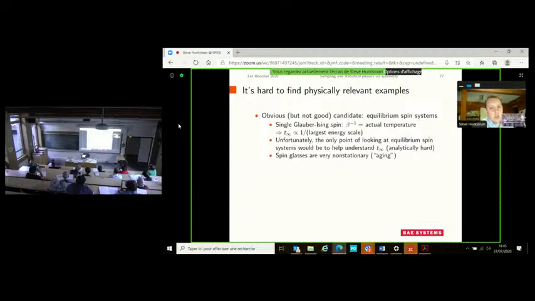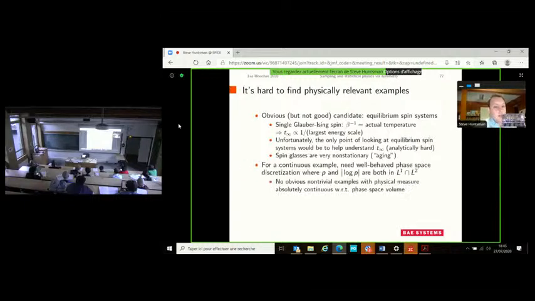And in general, why would you look at an equilibrium spin system other than to figure out something about this T infinity, which seems analytically hard, right? You might want to look at a non-equilibrium system like a spin glass, but aging makes that complicated. And you might say, okay, if a spin system is not everything it's cracked up to be, maybe a continuous example. So you need a good phase-space discretization, and both your distribution and the absolute value of its log need to be in L1 intersect L2 to have a nice guarantee that everything is well behaved. And there aren't obvious examples of that.